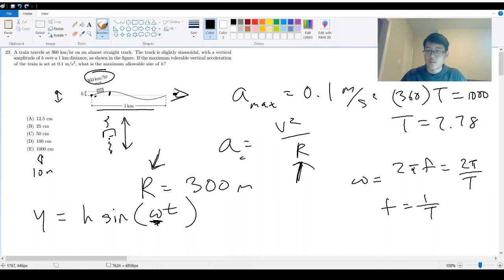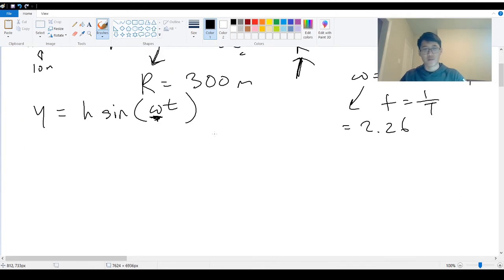So, and then if we just do 2 pi divided by period, then we get that the angular frequency is 2 pi divided by this number, which is about 2.26. Okay, so now we can plug this into this equation. So the y is given by h times sine of 2.26 times time.